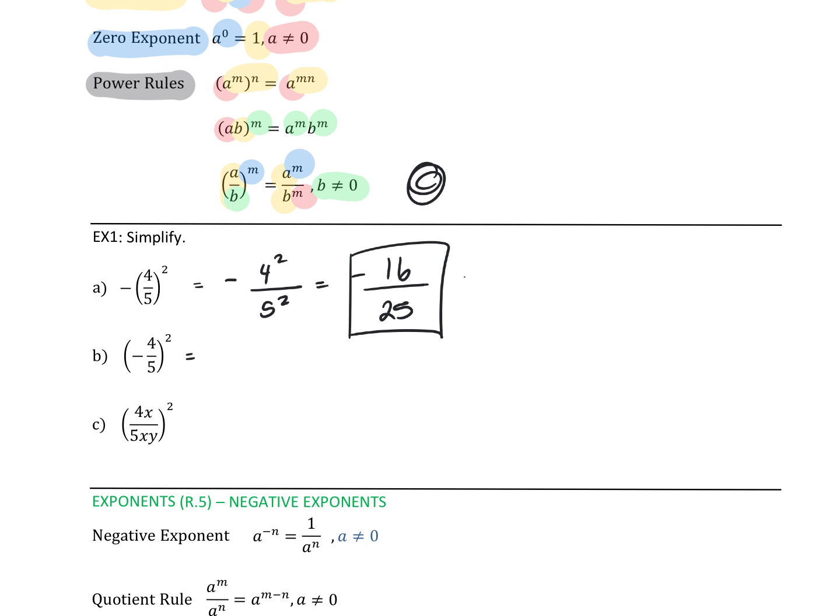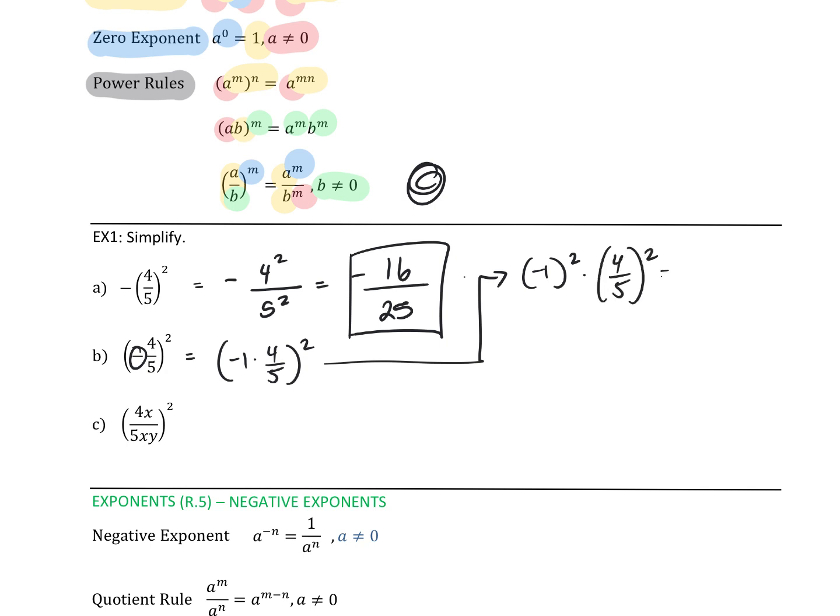The next one. Ooh, this time the negative is inside. So what does that mean? Well, that negative also gets to have the exponent. So you can think of this as negative 1 times 4 over 5, squared. Let me move this over here so we can see our work. Which means we're going to have negative 1 squared times the 4 over 5 squared. And we already know how to do that, so negative 1 squared is 1 times the 4 squared over 5 squared, which is just going to be 16 over 25.